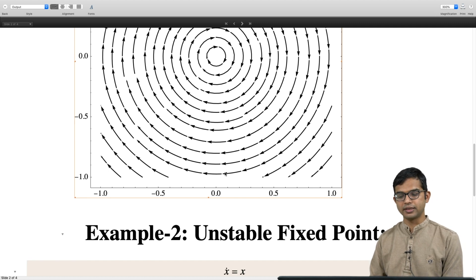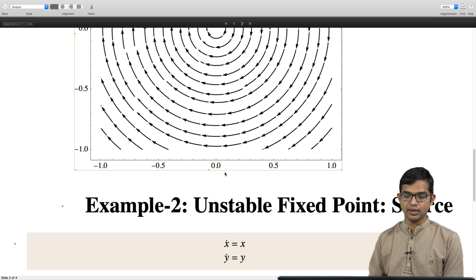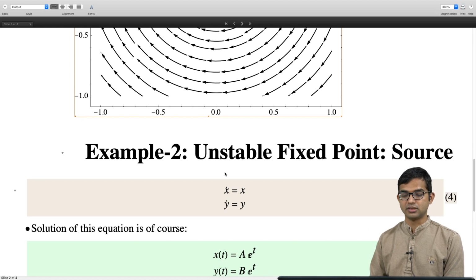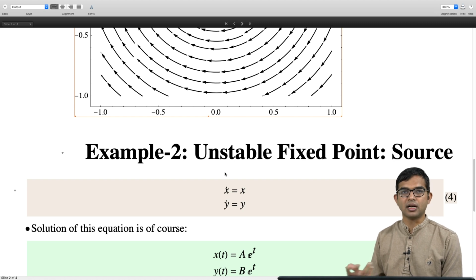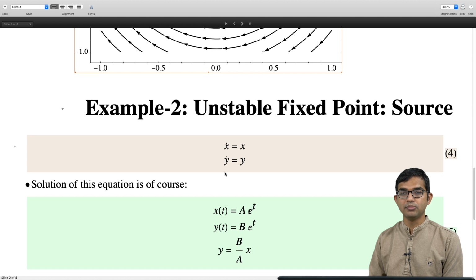Now let's look at another example. Suppose I have x dot equal to x and y dot equal to y, right? So then again you can solve this equation and the answer is just x of t equal to a times e to the t. They are uncoupled, right? So x dot equal to x and y dot equal to y. So x is going to keep on increasing, y is also going to keep on increasing. And so in fact y equal to b by a times x.